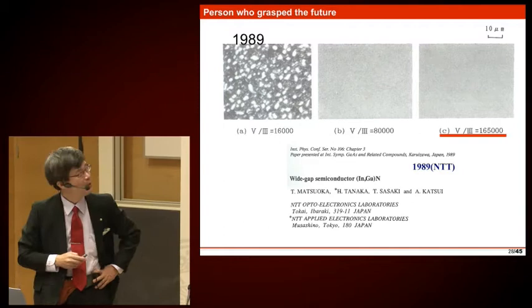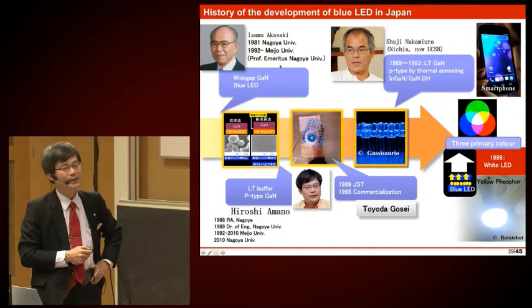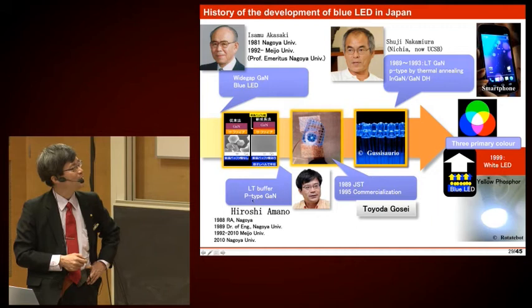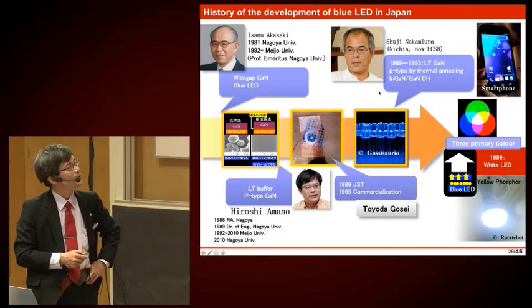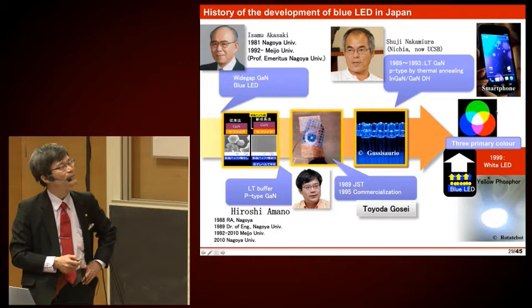So to summarize, there is a long, long history of Professor Akasaki's fundamental research on nitrides. I concentrated on high-quality crystals and p-type gallium nitride. Then Professor Matsuoka succeeded in indium gallium nitride growth. And finally, Professor Nakamura's team succeeded in commercializing the blue LEDs. So now we can use them as the backlight of smartphones and even in lighting systems.